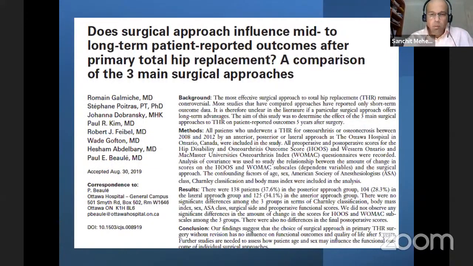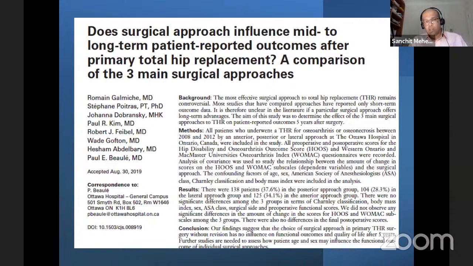These are two studies that I'm going to put. Like I said, there's loads of literature across, and you will have the proponents of direct anterior approach saying that there is nothing like this. It is the best approach ever. There is a learning curve, but if you look at 5 years, does surgical approach influence?